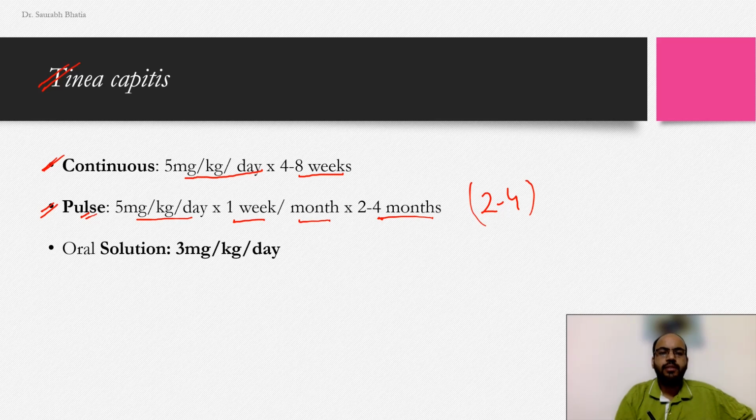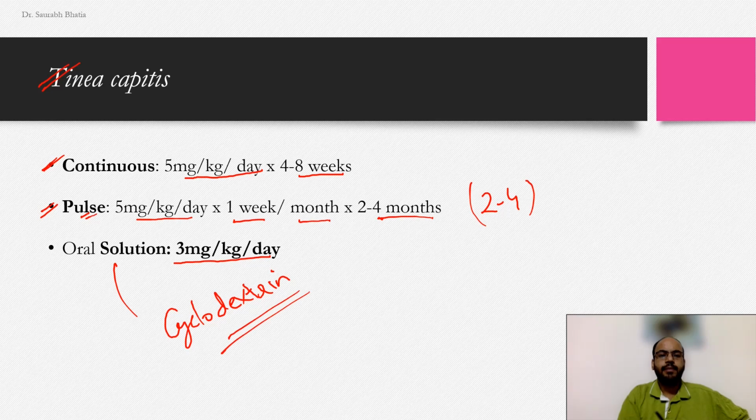If you use an oral solution, you shift to 3 mg per kg per day, because oral solution has a good stabilizing agent in the form of cyclodextrin. Clear? So it is much more stable, much more bioavailable, so you can use a lower dose.